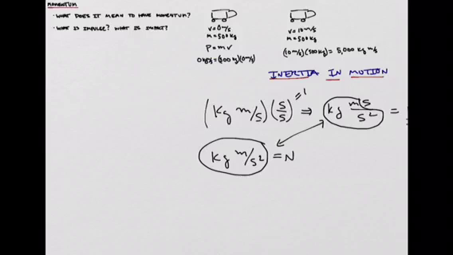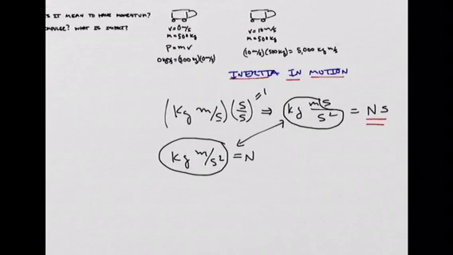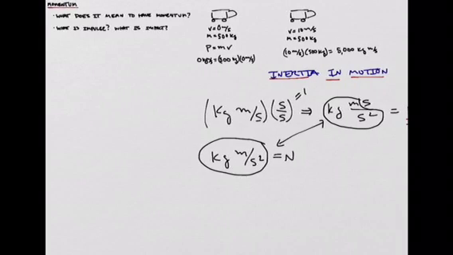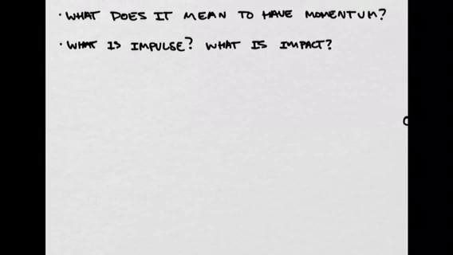So this sums up our first question: what does it mean to have momentum? Momentum is inertia in motion. It's both mass and velocity, and it can be measured in kilogram meter per second or a Newton second. So this brings us to our next question: what is impulse and what is impact?